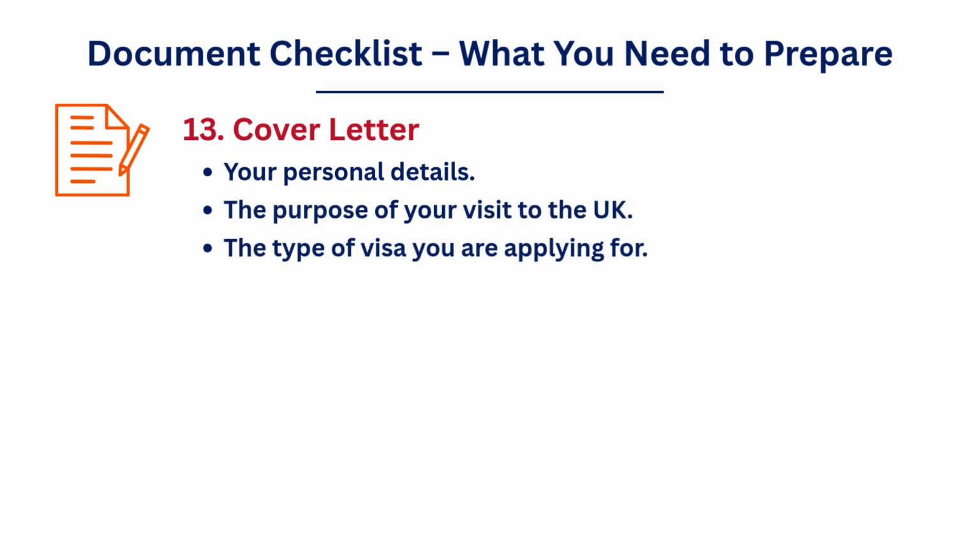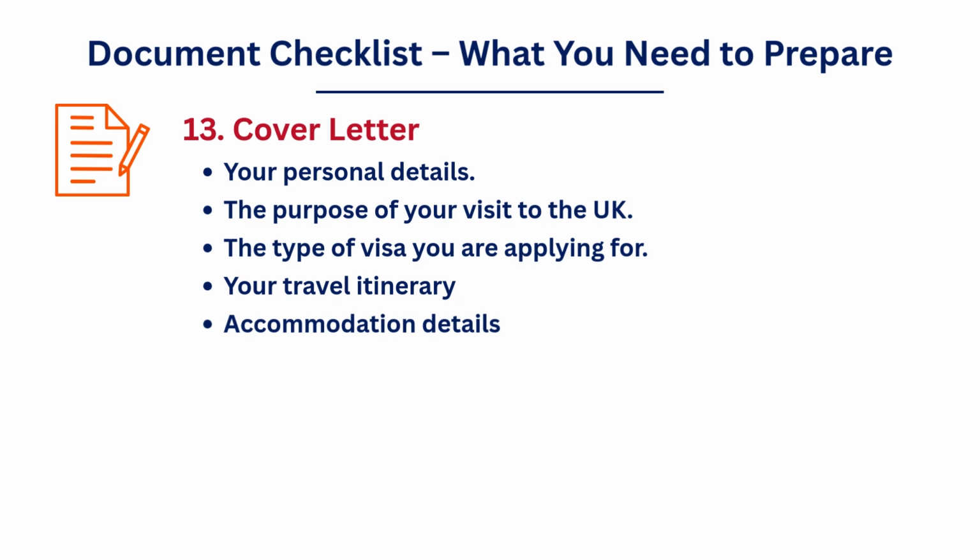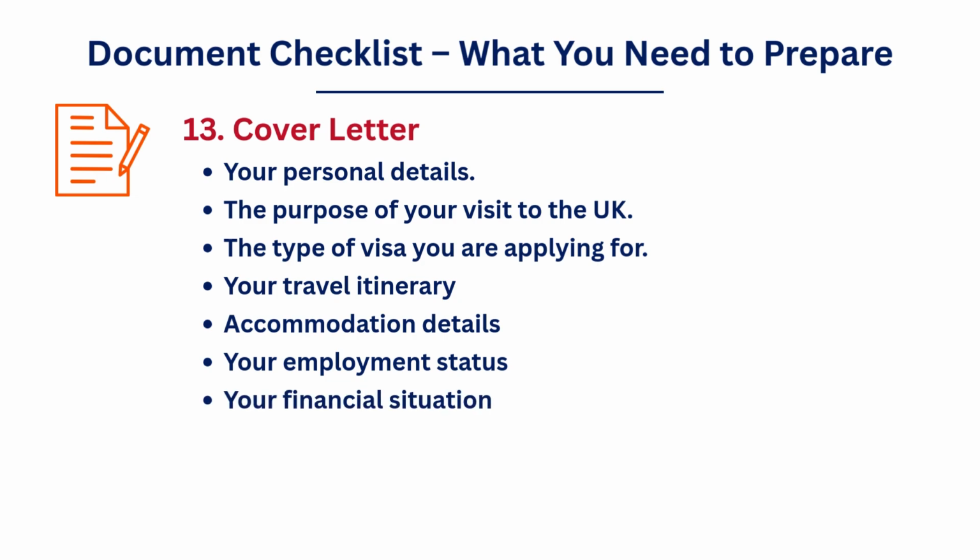The type of visa you are applying for. Your travel itinerary, including travel dates and the places you plan to visit. Accommodation details, including where you will stay in the UK. Your employment status, whether you are employed, self-employed, or a student. Your financial situation, how you will support yourself during your trip.